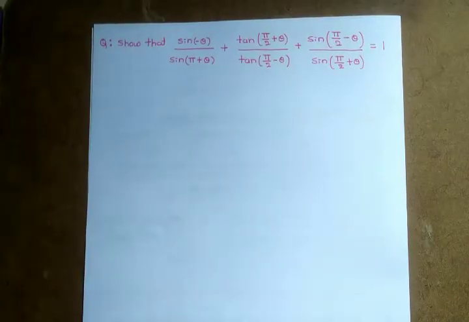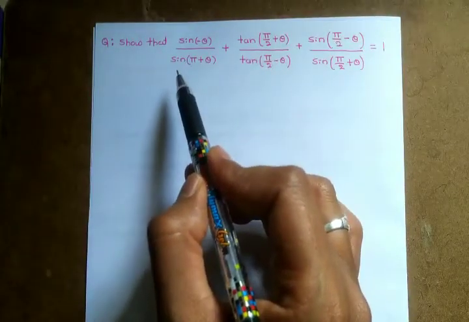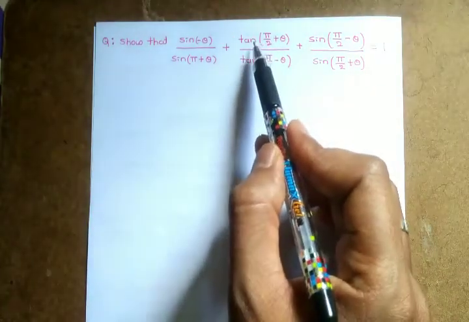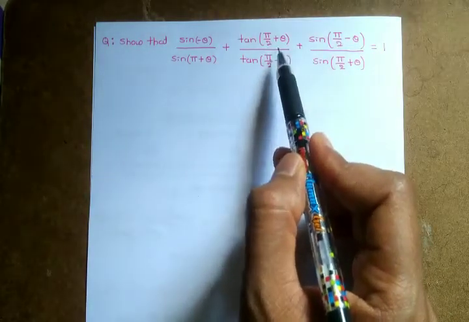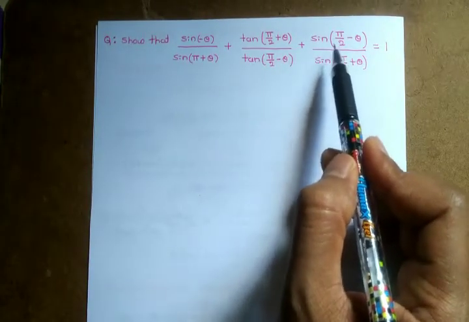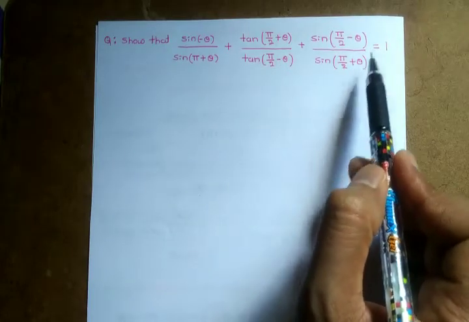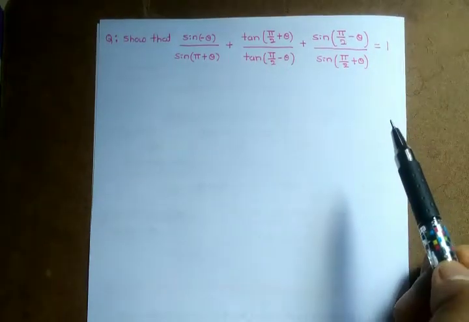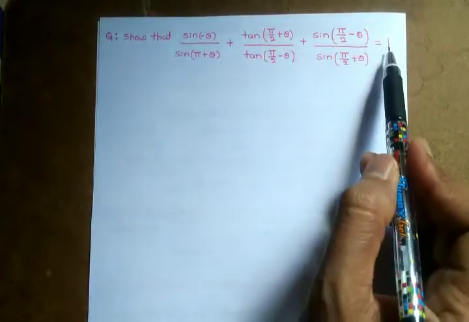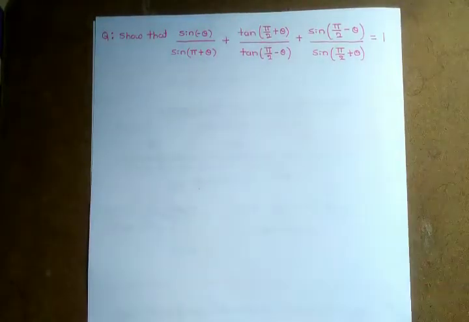So next question. Show that sin(−θ) divided by sin(π + θ) plus tan(π/2 + θ) divided by tan(π/2 − θ) plus sin(π/2 − θ) divided by sin(π/2 + θ) is equal to 1. So again you need to show this left hand side value is equal to 1. So for that, first we will take the left hand side value.